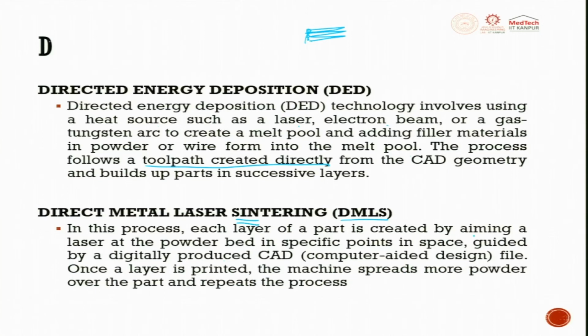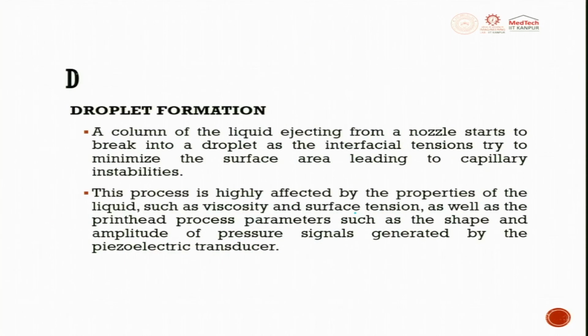Laser sintering. So here the layer is created by aiming a laser at the powder bed in specific points in space. So if you have a table, this is the powder, at a specific point in the space, guided by a digitally produced CAD file. Once the layer is printed, the machine spreads powder on top, and then you start doing it again.